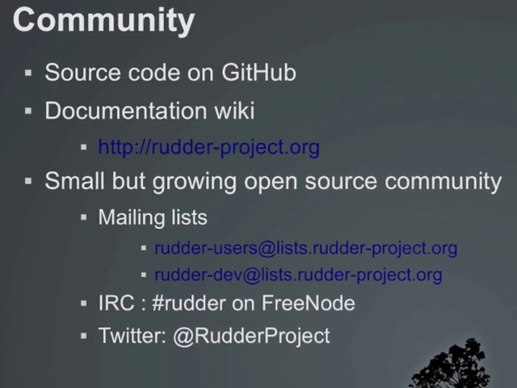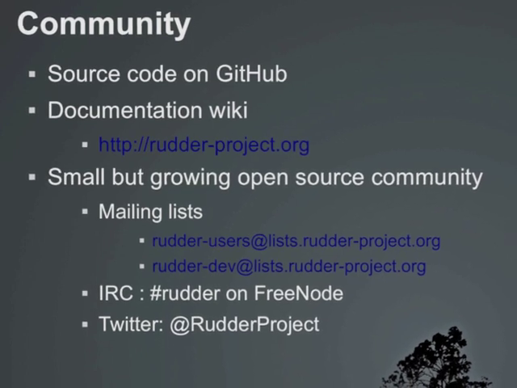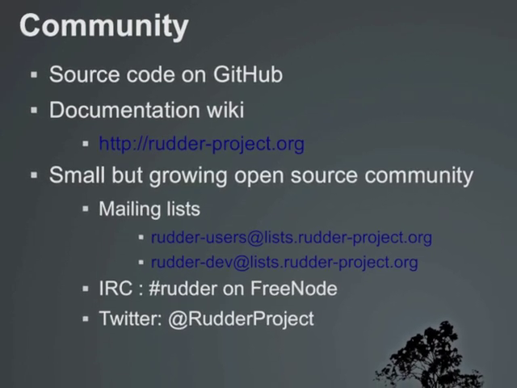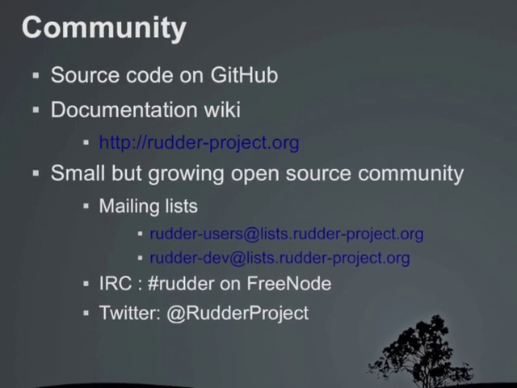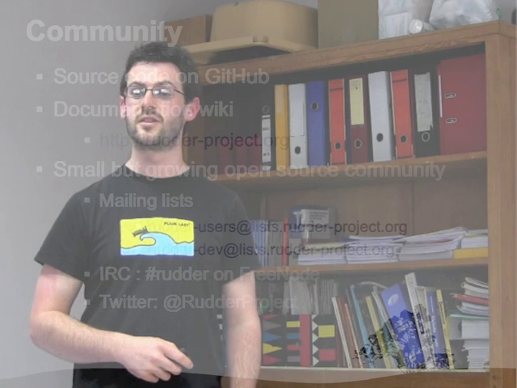Community, pretty standard slide. The source code's on GitHub. We have an IRC channel. We're on Twitter. Mailing lists about announcements, discussion, developments. Rudderproject.org is the project's website. There's a bug tracker there. There's a wiki. There's loads of documentation.